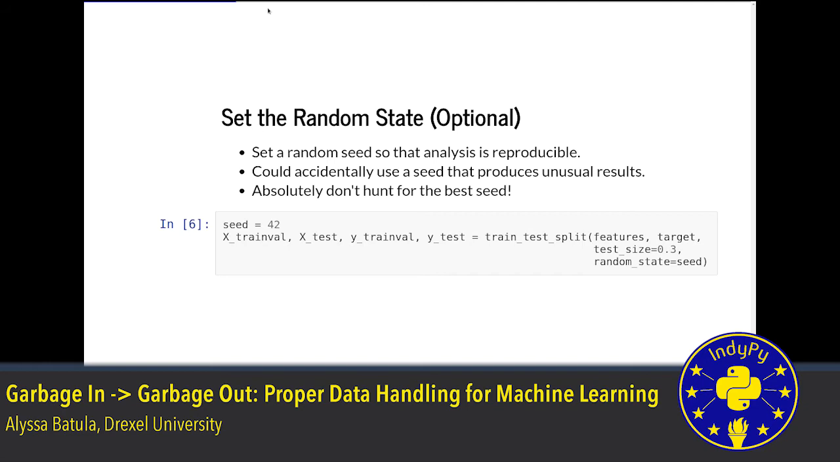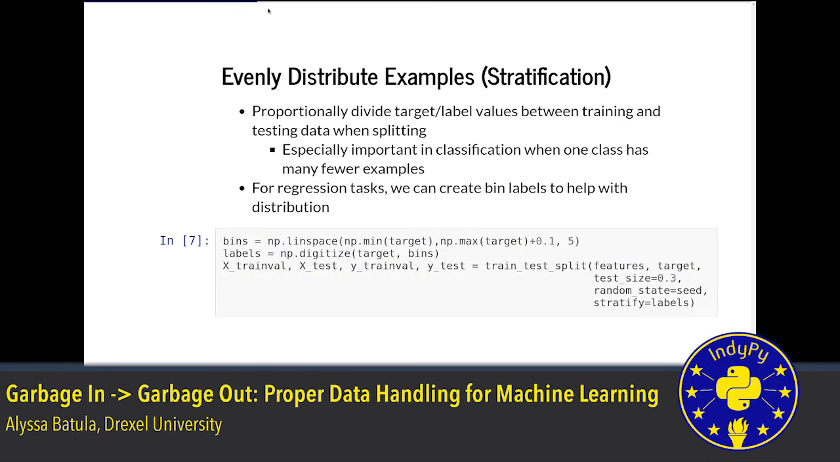So the first time we used a function called train test split, and it just split the data set. You can also tell it to stratify your data set. This is proportionally dividing your target labels between the sets when it splits. The easiest way to describe this is if you're trying to classify animal pictures. You have 1,000 pictures of dogs, 1,000 pictures of cats, and 50 pictures of wolves.